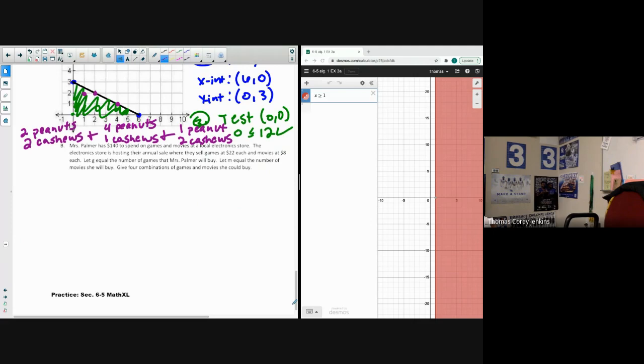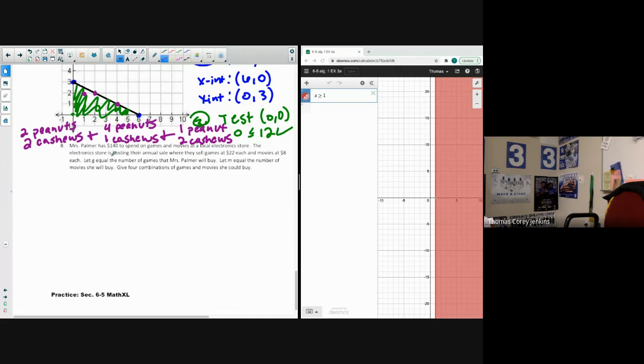All right, then our last one, we're not given a graph, so we're going to basically approach this the same way, but we're going to base our final answer off of Desmos. So it says, Mrs. Palmer has $140 to spend on games and movies at a local electronics store. The electronics store is hosting their annual sale where they sell games at $22 each and movies at $8 each.